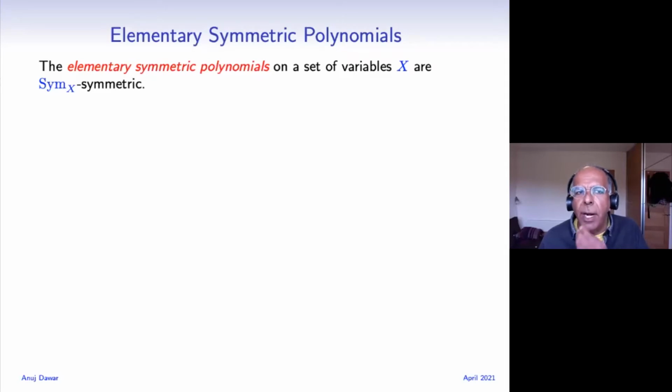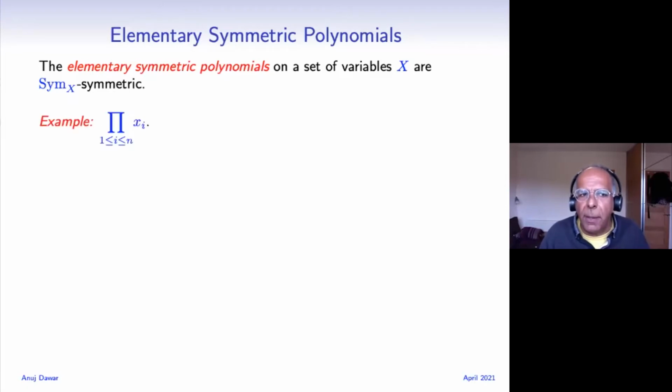If we have a set of variables, there is a class of polynomials we consider, the elementary symmetric polynomials. So in general, people use the term symmetric polynomial to mean any polynomial on the set of variables which is what I would call Sym-X symmetric. It's invariant under all permutations of the variables. Among these, there is a basis of elementary symmetric polynomials.